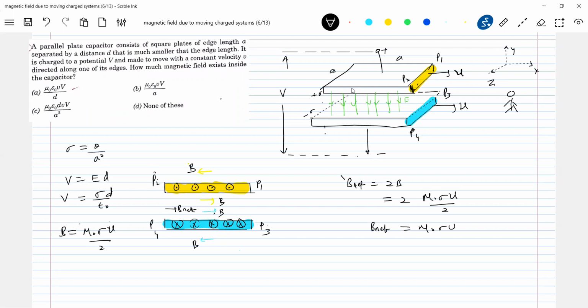We don't know sigma; sigma is what we assumed. I'll replace sigma from here. So this should be equal to mu naught, and sigma will be V epsilon naught by D, times U. So B equals mu naught epsilon naught U V by D, where V is the potential. If you want potential, write V naught or any other symbol and substitute. So this will be the magnetic field directed along the negative Z axis.